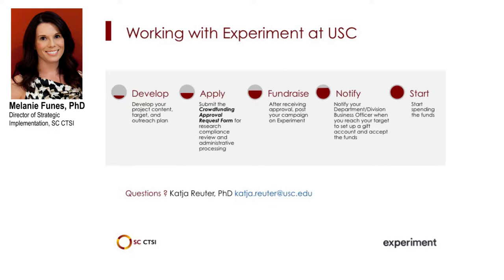So you would start to fundraise after you've received your campaign target, and let's say you reach your funds and you're like, yay, I just raised $10,000. You would need to notify your department's business office. Please go to your department business office. If you don't have a gift account, please ask them to set up a gift account for you. Experiment will be working very closely with us and with the development office and with the business office that you identify in your application form, and we'll make sure that the funds then go to the account that is specified by your business officer. At that point, university advancement will come in, they'll issue the funds, and you can start your work.